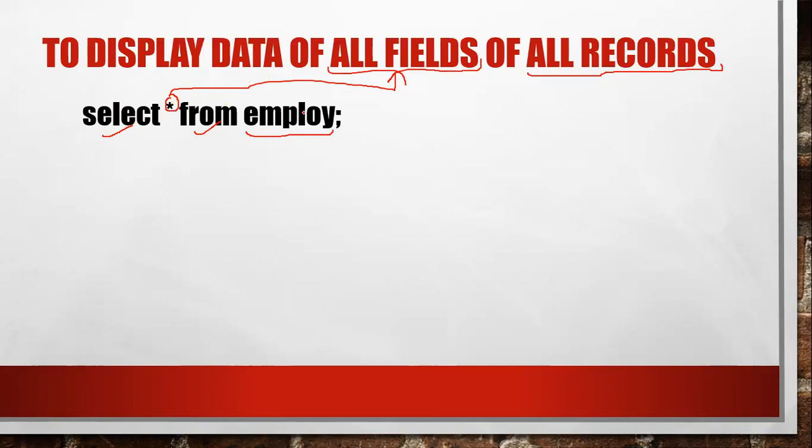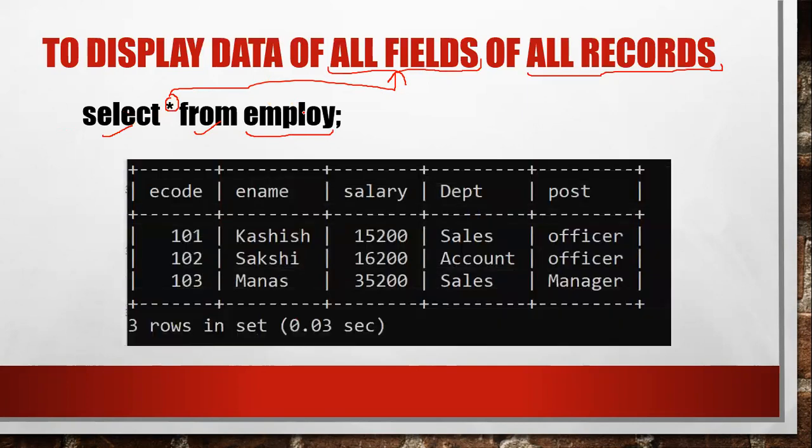When we execute this command, let us see what will happen. You will get this record. In this you can see that as I have written star, I am getting the data of all fields, and we are seeing the record of all the 3 employees. So we have to write select, then star. Star means to display data of all fields from employee. It will show you the details of all the employees present in the employee table.